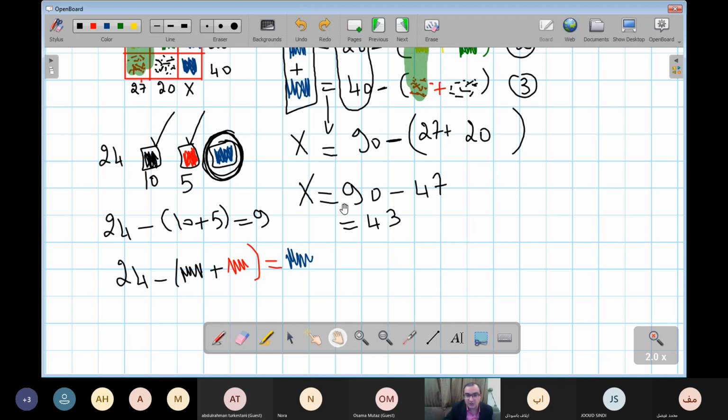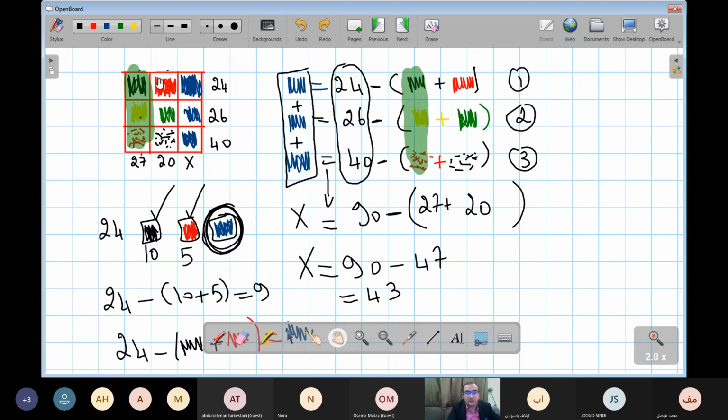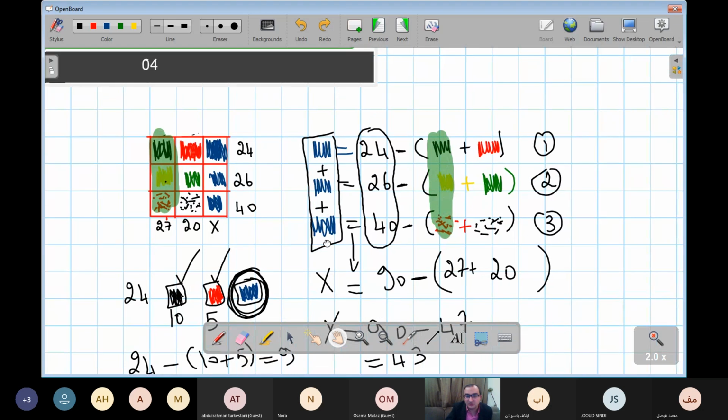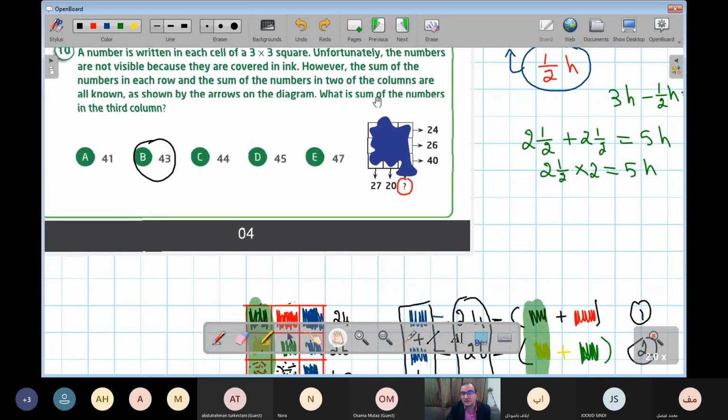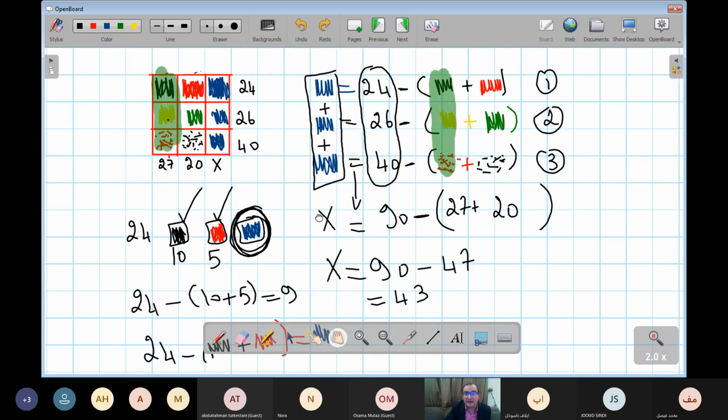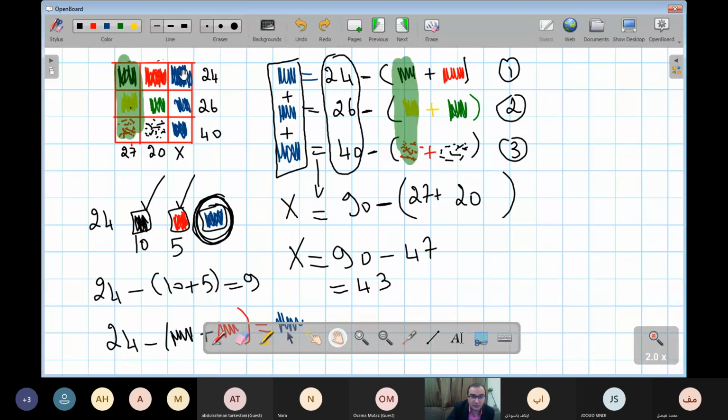Yani here, ya shabab, okay, we have 1, 2, 3, 4, 5, 6, 7, 8, 9, and 10 numbers. We have 10 unknowns, but I only calculate one of them. How? What is the sum of the numbers in the third what? In the third column. I find the sum of the third column without knowing any of the 9 boxes in the square. Is that clear?